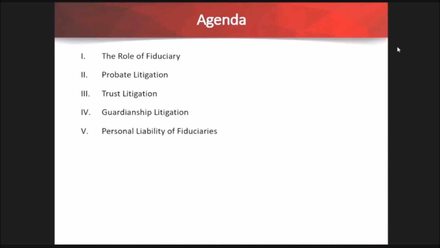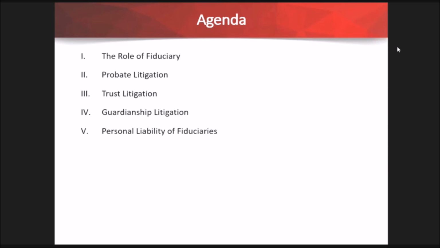So first is our agenda for today. We're going to go over the role of a fiduciary, and there's three major areas that I just brought up: probate, trust, and guardianship. There's a different kind of fiduciary in each one. And then we're going to go into the nuts and bolts of probate litigation, then trust litigation, and then guardianship litigation. And while there's certainly some overlap with those different areas, we'll try to highlight the differences and some of the special things you should be looking for.